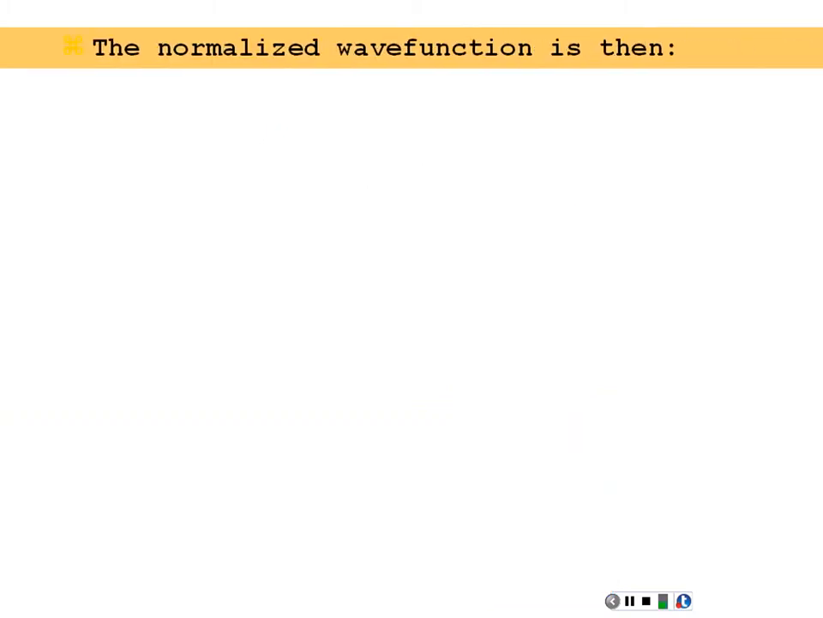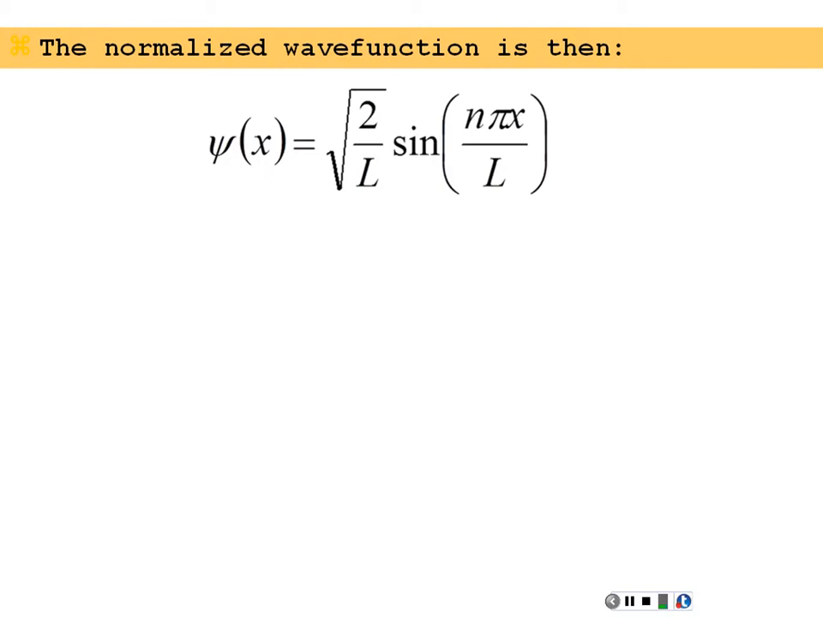So now my normalized wave function is A, which is the square root of 2 divided by L, times sine n pi x over L. That is the wave function within the zero potential area between 0 and L.